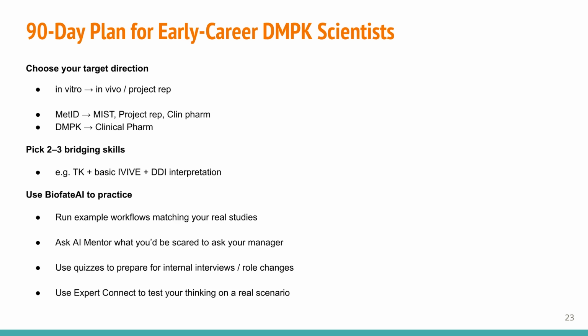For your 90-day plan, choose your target direction, pick 2 to 3 bridging skills, and use BioFate AI to practice them. This practice builds the confidence and language needed for career progression.